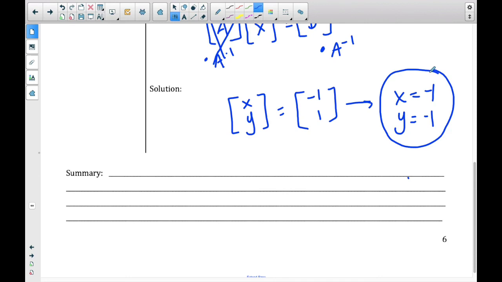That is how we involve matrices, and we look at the identity matrix, and we can use all of that to come up with a solution to equations.